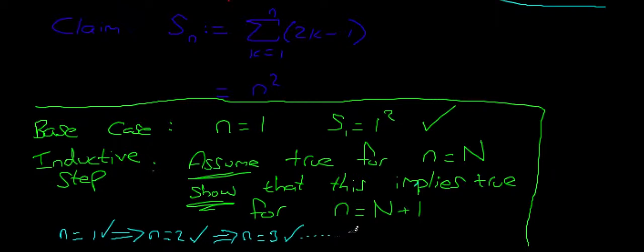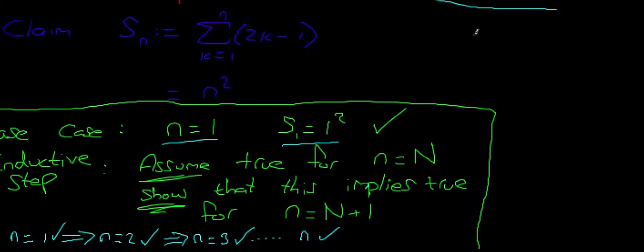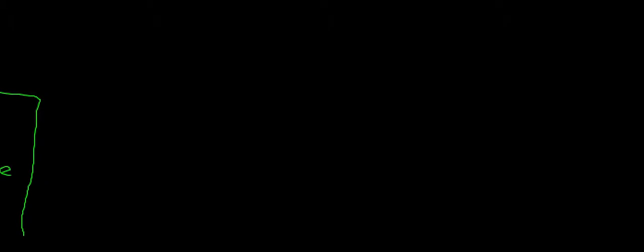And you can see that this goes on and on and on, and that we can show that it's true for any n, right? It can be anything we like as long as it's in the natural numbers, as long as it's a whole positive number. So this is the idea of induction, and we're going to use this to prove this statement. We've already done the base case right here. N is 1, S1 is 1 squared. So now we're going to do the inductive step. So let's go over here and have a look at the inductive step.